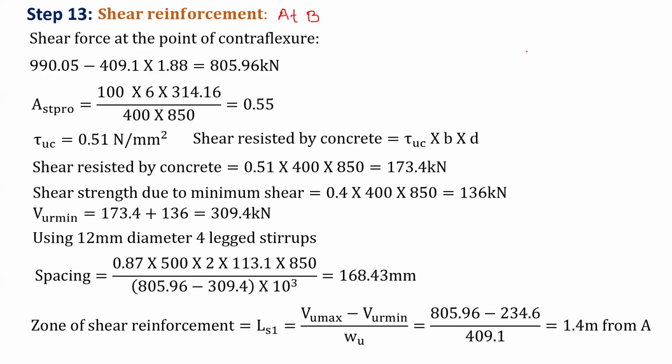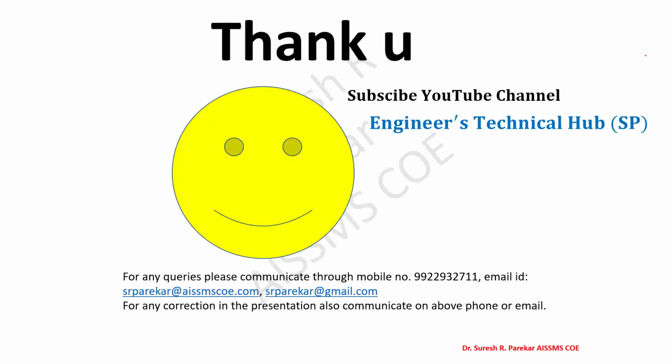Then actually we have to find last, that is side reinforcement, because whenever your depth goes more than 750, we have to provide side reinforcement, which is 0.1% of the area. So you can see any book and from that you can provide this side reinforcement. So now we will stop here only. Thank you.